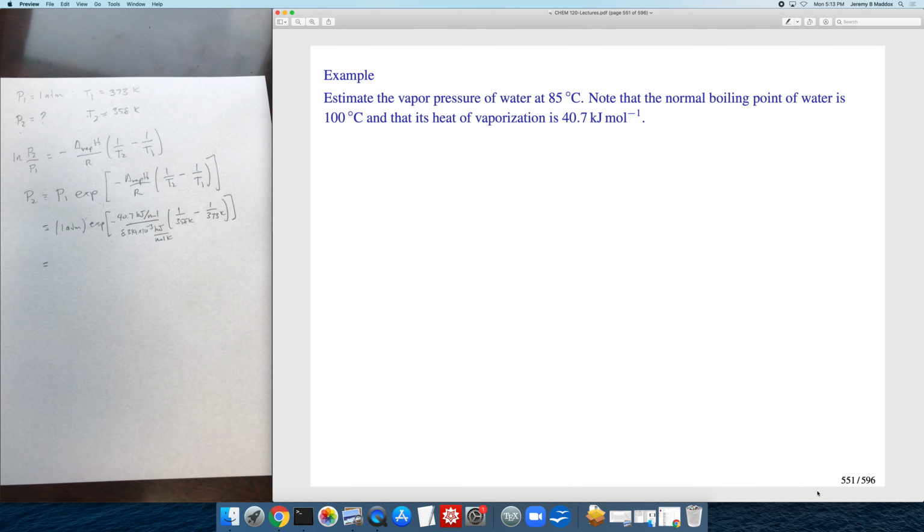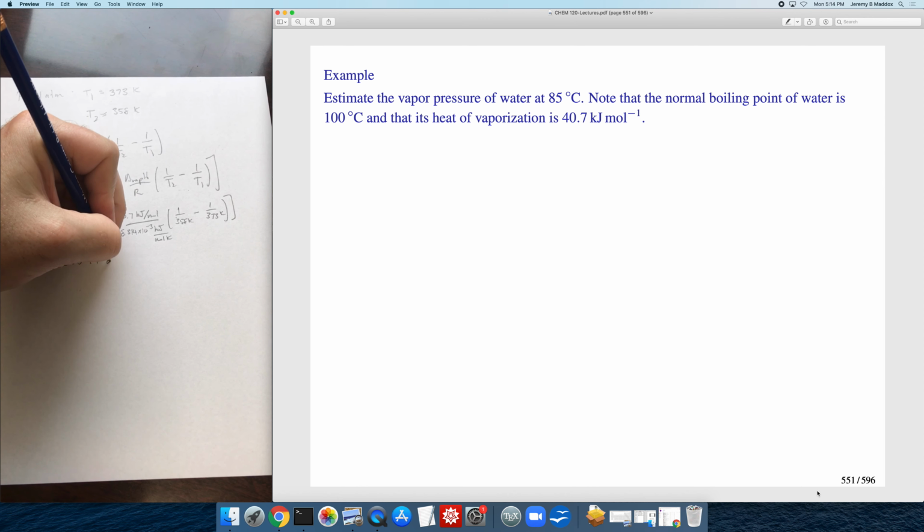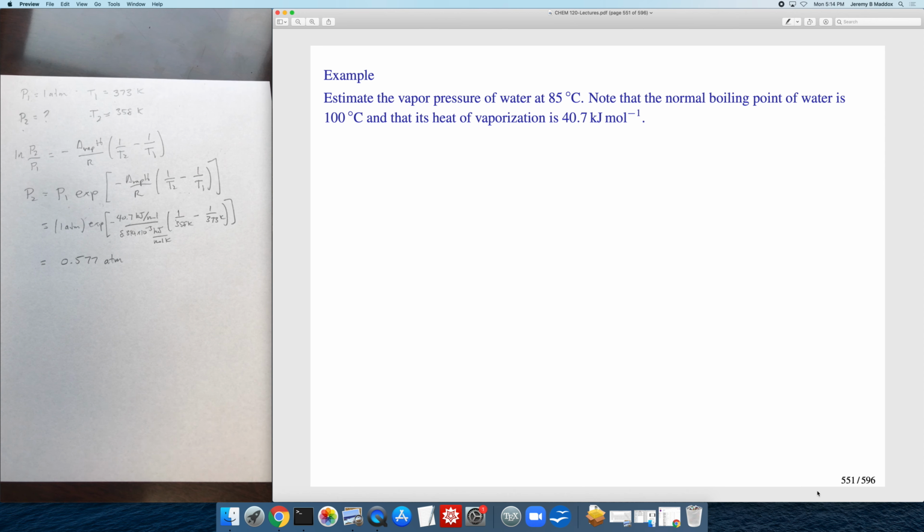And so we can run this through our calculator, starting with the temperatures first. 1 divided by 358 minus 1 divided by 373. Take that times 40.7 divided by 8.314 times 10 to the minus 3. We want to multiply in the minus sign. And then we're going to use the antilogarithm button on our calculator to calculate the exponential. And that's multiplied by 1 atmosphere. And I'm getting a value of 0.577 atm out of this calculation.